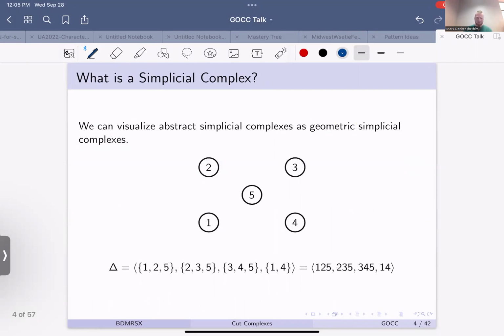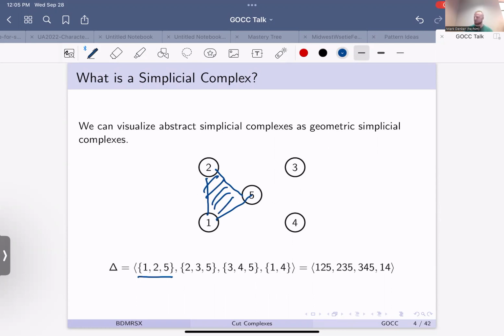So this is an example of an abstract simplicial complex. I have my facets listed in the angle brackets because they generate my simplicial complex. They do not contain all of the faces. But often it's good to have pictures to go with our abstract sets. And so for that, we use geometric representations. For that idea, I'm just going to take the set 1, 2, 5, and I'm going to draw a simplex, which is to say, in this case, a triangle between my vertices 1, 2, and 5.